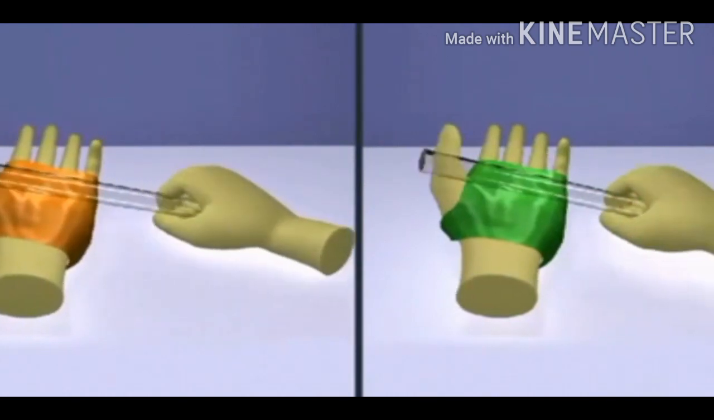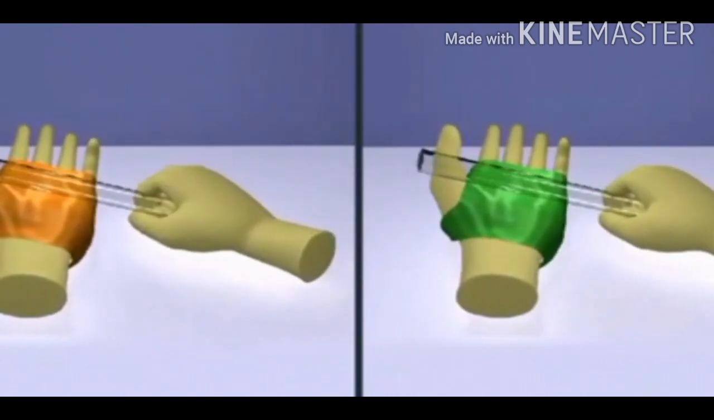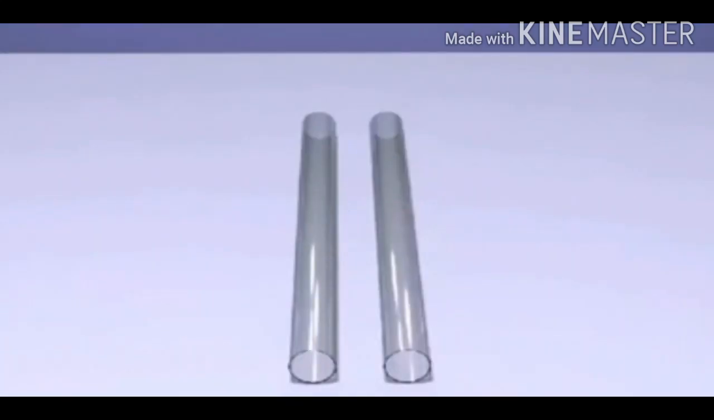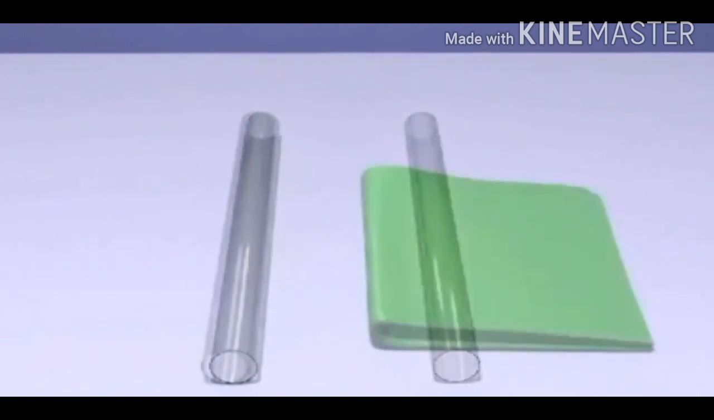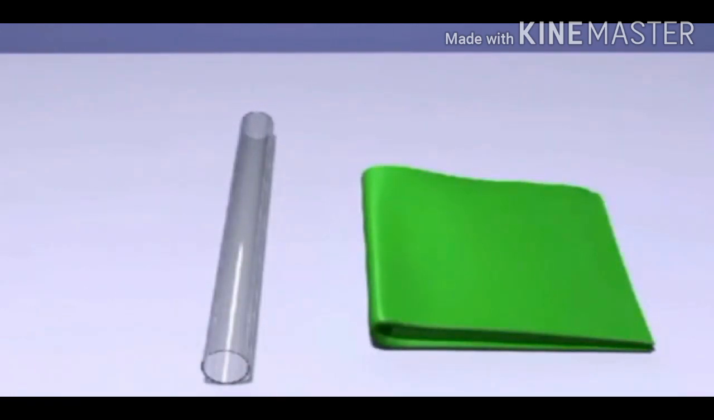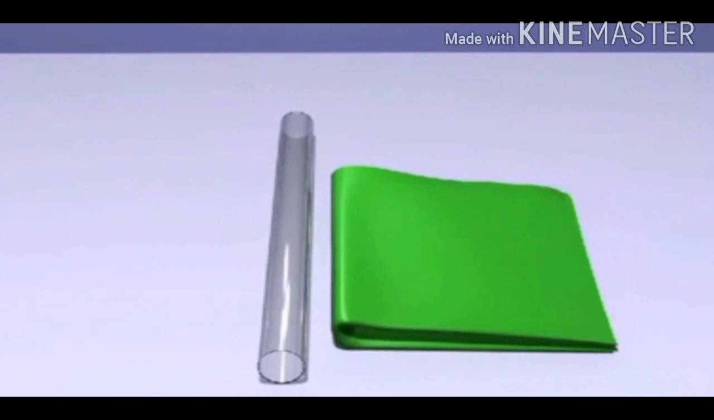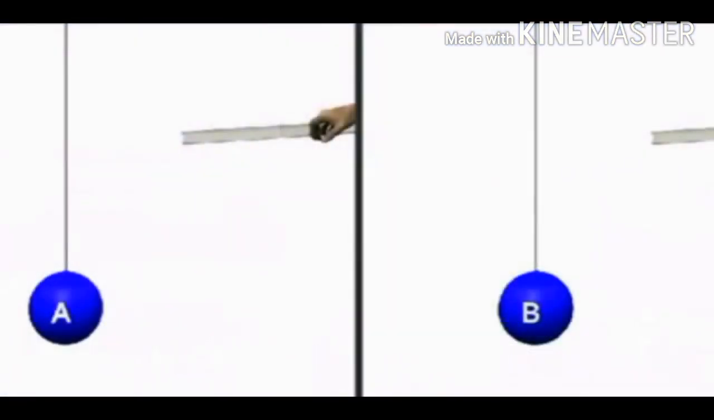Two individual glass rods rubbed with two silk cloths separately, when kept beside each other, repel each other. A glass rod which is rubbed with a silk cloth and that silk cloth, when kept beside each other, attract each other.